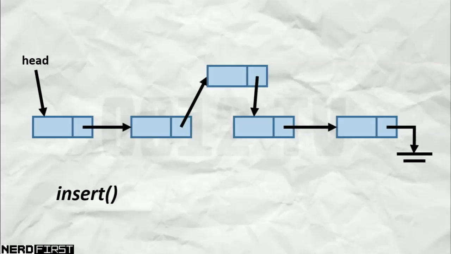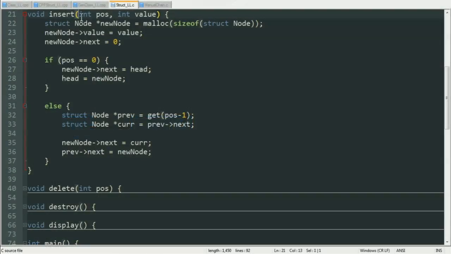Again, let's see this in our code. Of course, we'll need to take in two values, not just the position, but also the value we want to actually store. We'll create our new node by performing a malloc operation. We're actually allocating memory here, and that memory is the size of a single node. We then want to populate the two values. We'll put in the actual value that the user wants, and we'll set the next pointer to nothing for now.